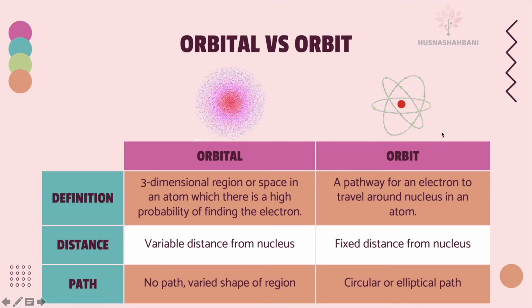We know that n equal to 1 is closer to the nucleus, n equal to 2 is further, n equal to 3 is further, and so the distance from the nucleus is variable in orbital. Path: no path, varied shape of region. For orbit, circular or elliptical path.